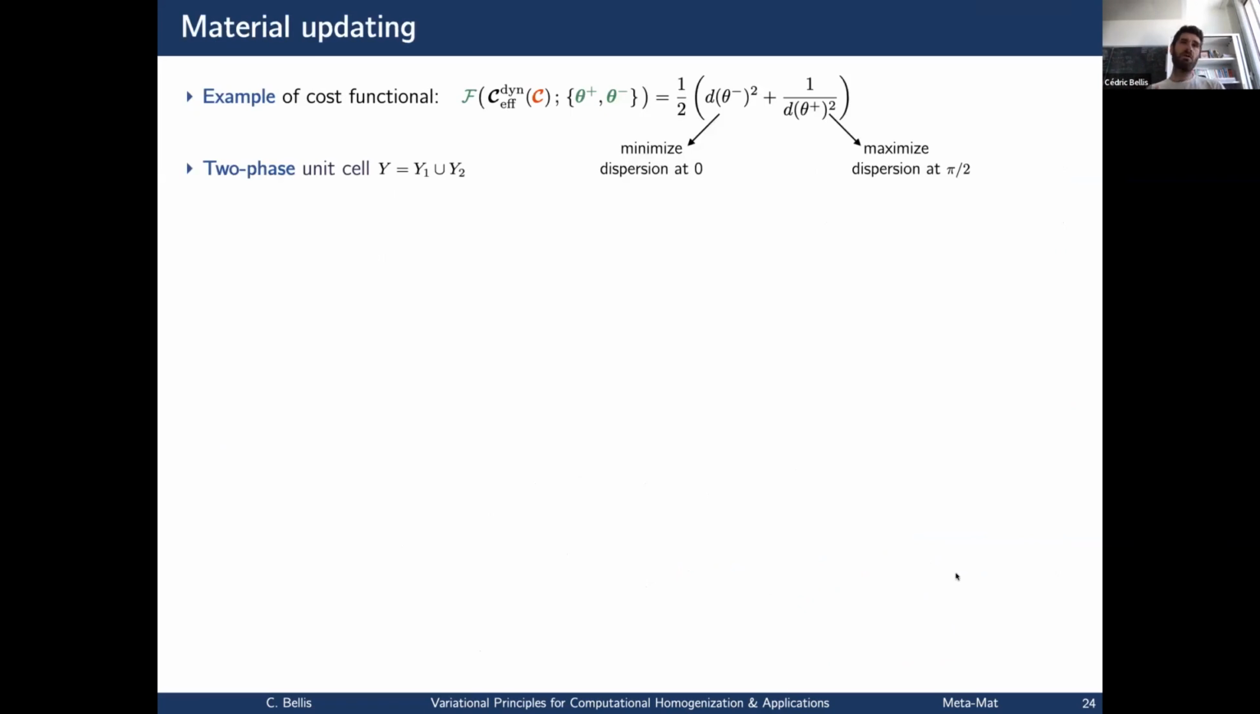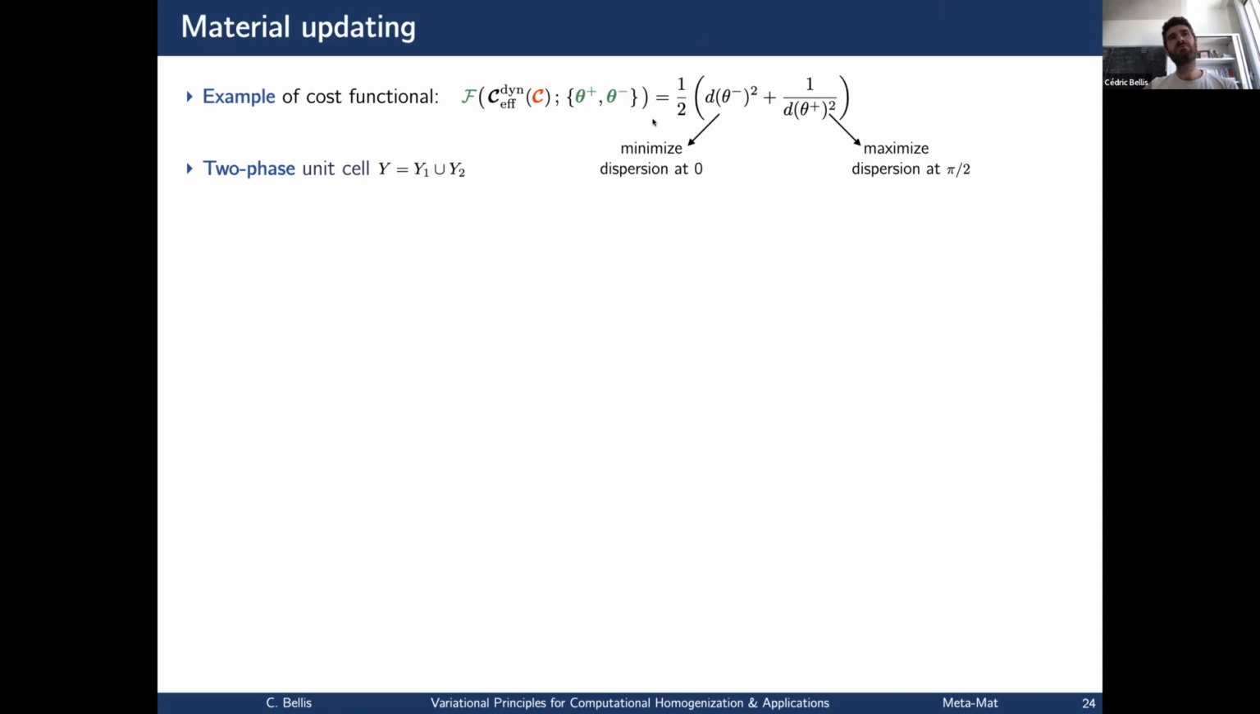Okay, so now we have a way to compute the gradient of the cost functional, and we have a numerically efficient way to do that. How to update the microstructure? So let me give you an example.